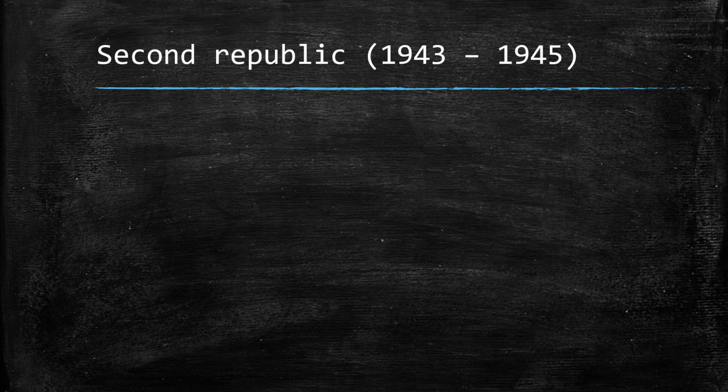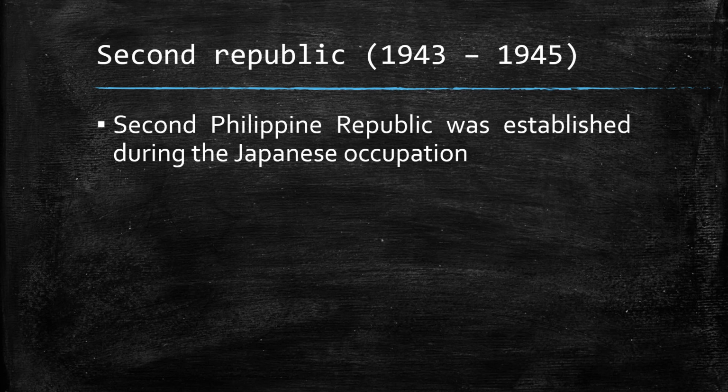Before the Second Republic was established in the Philippines, in 1935, there was a transitional government known as the Commonwealth Government, headed by President Manuel Quezon. And in 1941, the Japanese occupation in the Philippines started. This is the era of World War II. And the Second Philippine Republic was established during the Japanese occupation here in the Philippines. The Japanese established a military government in the Philippines.